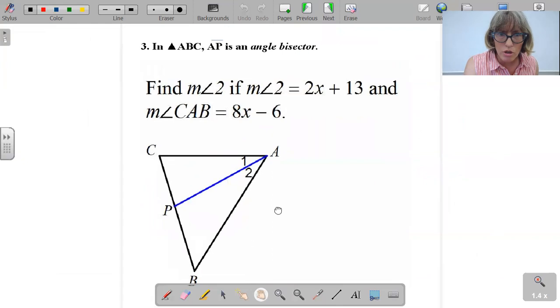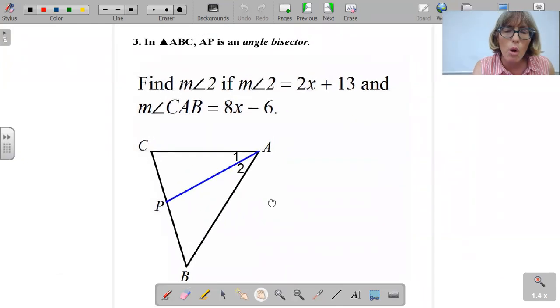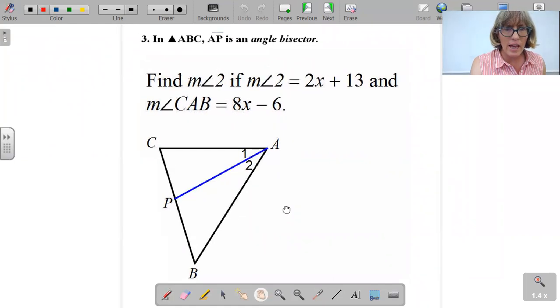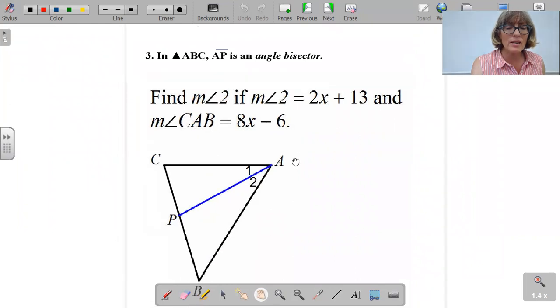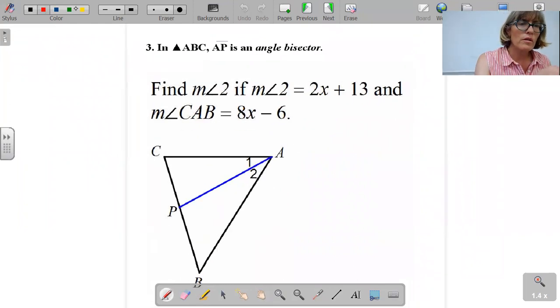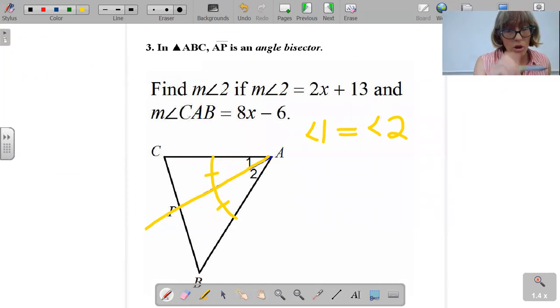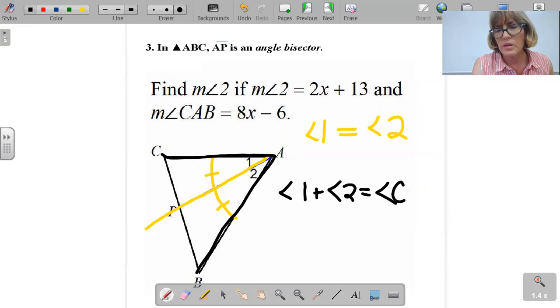Working with angle bisectors and triangle guts is very easy. We'll do one simple problem together. We are given the fact that AP is an angle bisector. So this P is not a midpoint, instead it's a bisector, so that's true. So what's true here is the fact that angle 1 is equal to angle 2. What's also true is the fact that angle 1 plus angle 2 equals the bigger angle CAB.